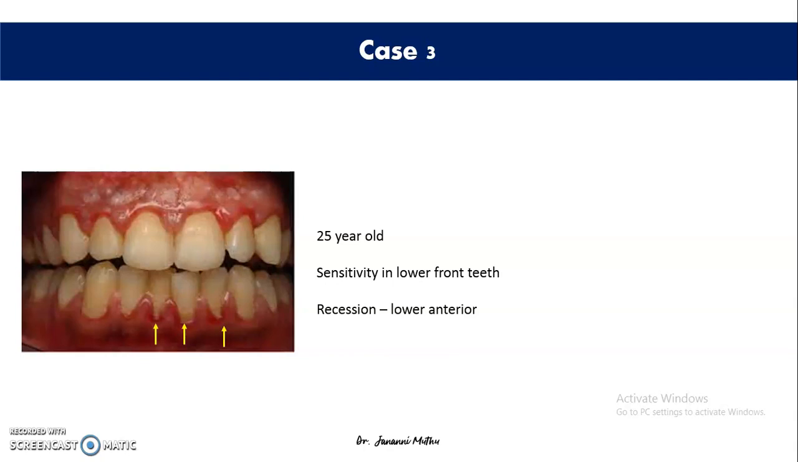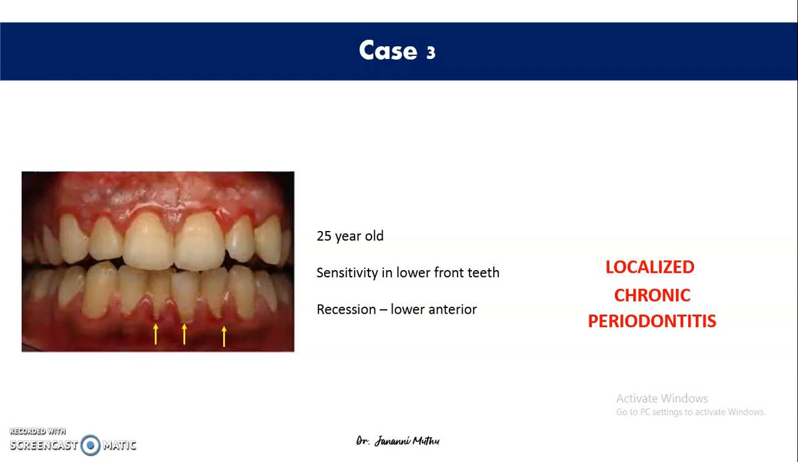Moving on to case 3. A 25-year-old patient reports with complaint of sensitivity in lower front teeth. Visual examination reveals that there is recession in 3.2, 3.1 and 4.1. So, this is a clear case of periodontitis. Now, looking closely, local factors are abundant in involved sites. Hence, this is chronic. And since only 3 teeth are involved, that is localized.